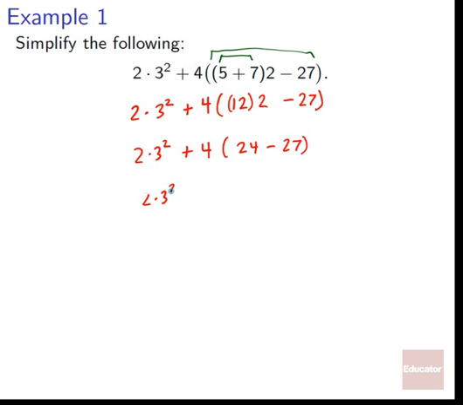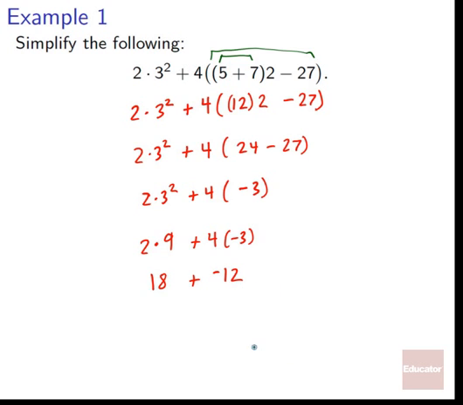2 times 3 squared, still working inside of these parentheses. 24 minus 27 becomes negative 3. Now we've got 4 times negative 3, so now there's no longer anything to happen inside the parentheses. So what's next on the order of operations? Parentheses, then exponents and roots. So 2 times 3 squared, 3 squared is 9, plus 4 times quantity negative 3. Next we've got multiplication, so 18, plus 4 times negative 3, negative 12.